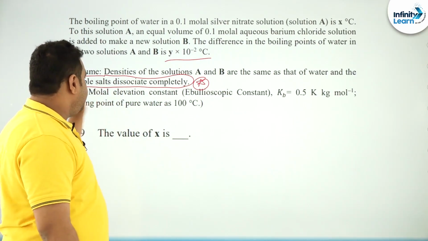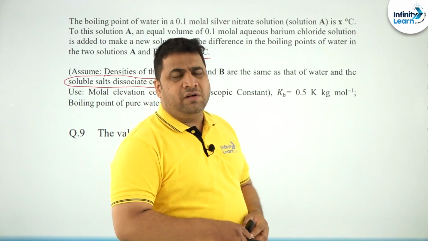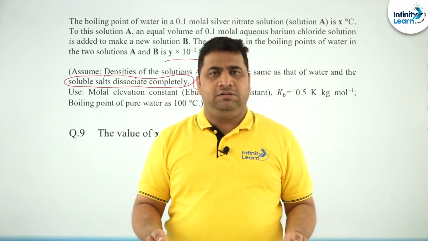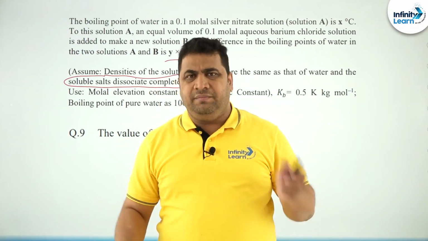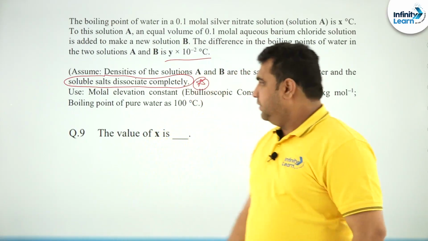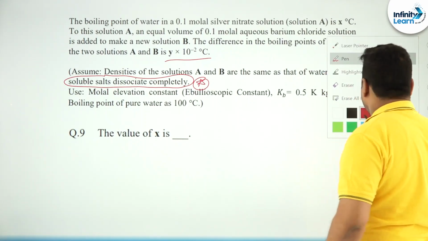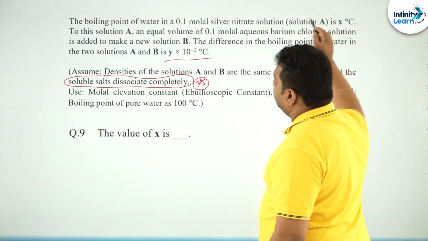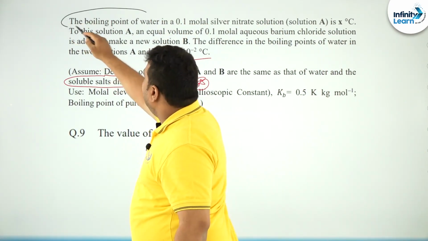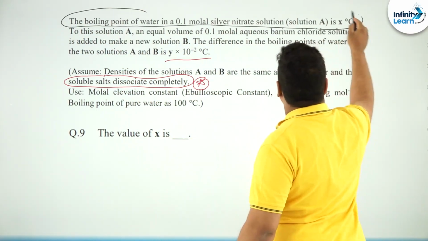So, let us start. If we do not give water boiling point also, you have to take 100, because that is a very basic solvent used in chemistry. So, he is asking first the value of x. So first, students, let us solve the value of x. The boiling point of water in 0.1 molar solution is what?